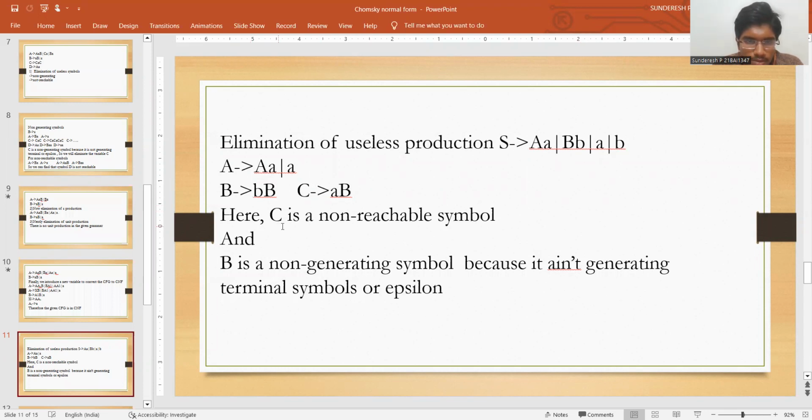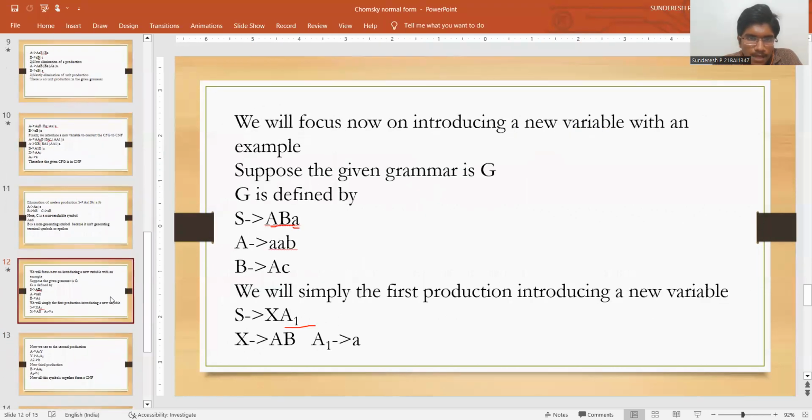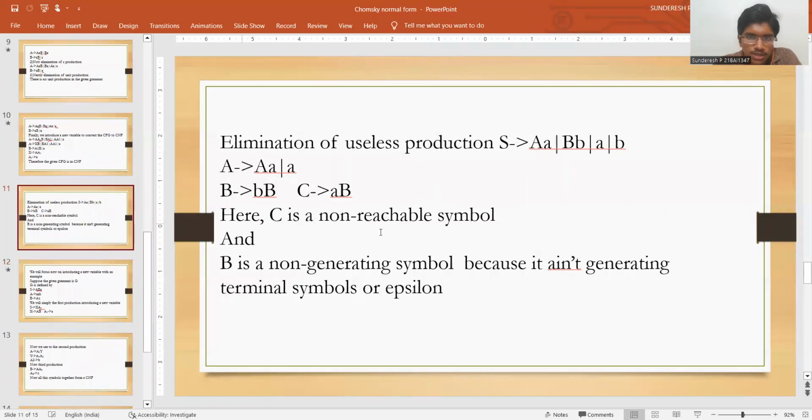Next, we'll eliminate the non-generating symbol, and B is a non-generating symbol because it generates only itself, but not the terminal symbol or the epsilon production. So we eliminate B and C. So this is how we do the elimination of useless production. This is an example to understand it.